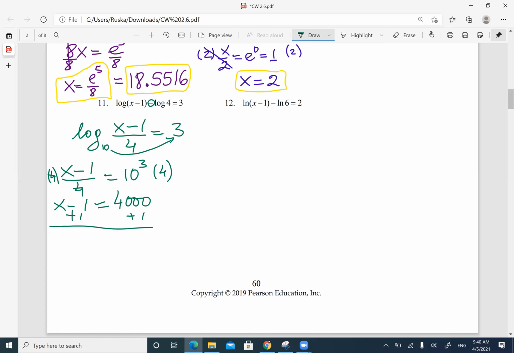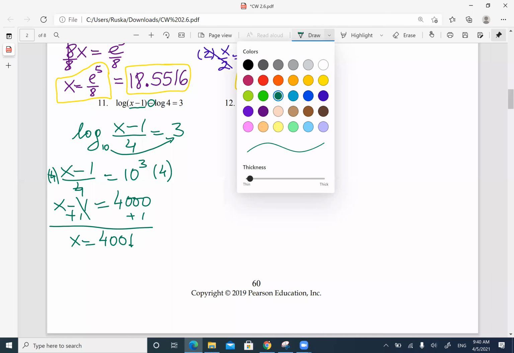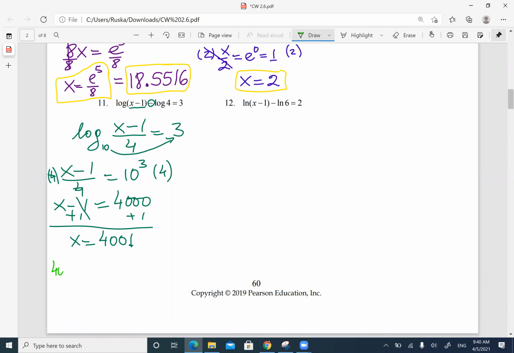And that's going to be my answer, but I need to double check, right? So x equals 4,001. Now 4,001 is positive by itself, but I have to plug it in as x minus 1. So how do I plug it in? Replace x with 4,001 minus 1, it's positive, right? So we're good. This is my answer.